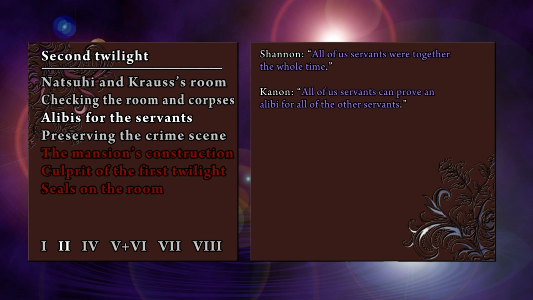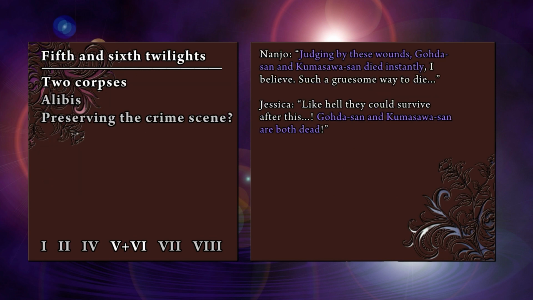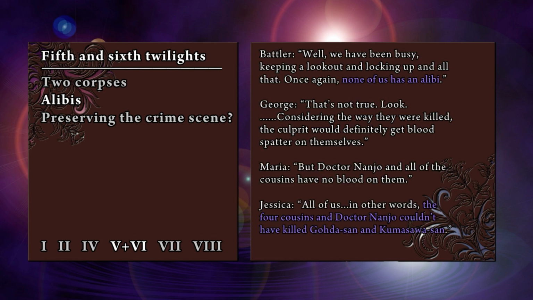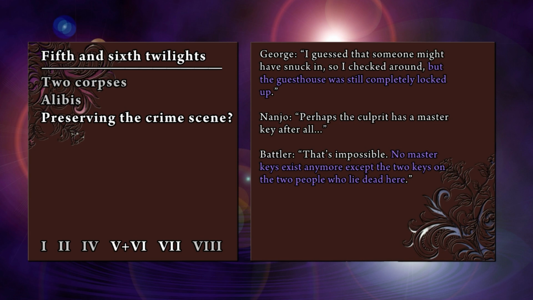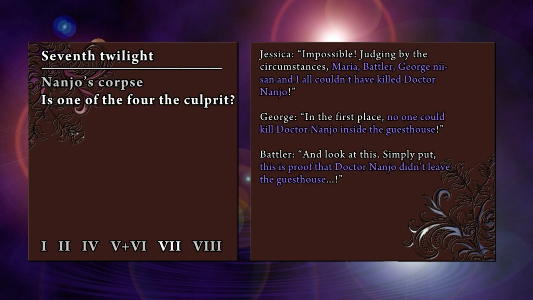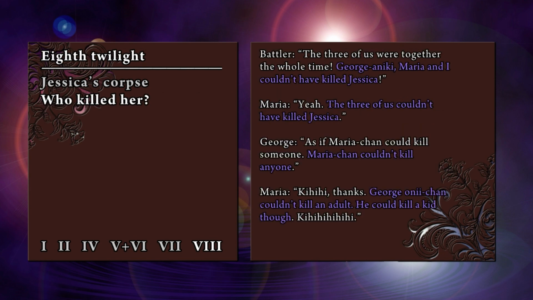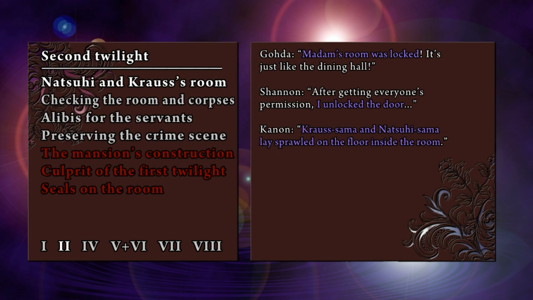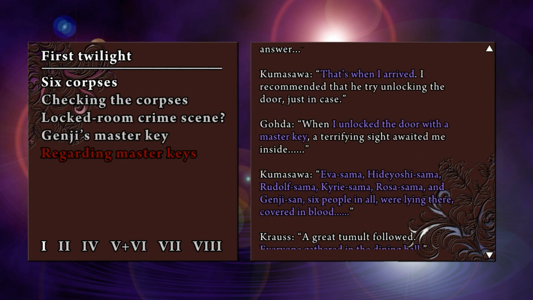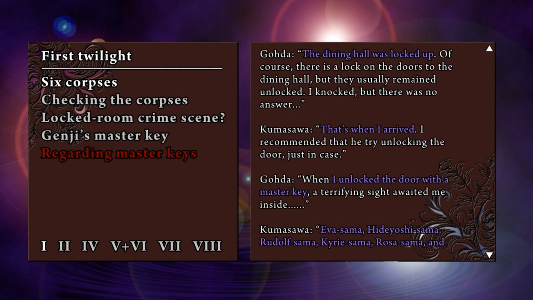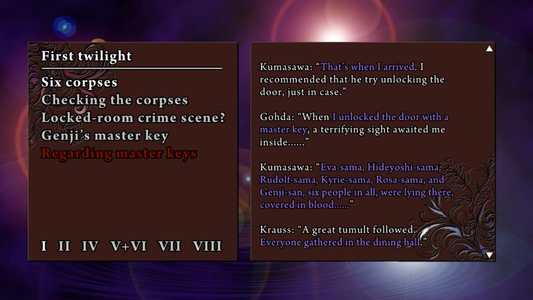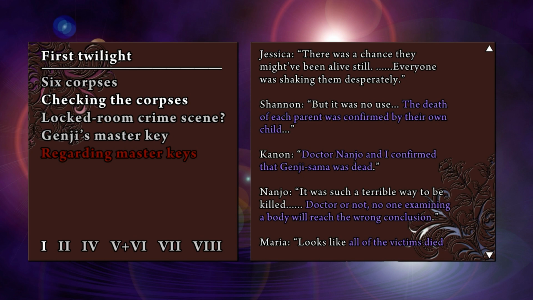Okay. So that means that, actually, hold on, let me do some of this first. Nanjo, Jessica, 5th and 6th, those are Kumasawa and Goda, right? So that means that there isn't much going on from now on. Okay, in which case, let's go back here and check Shannon. The death of each parent was confirmed by their own child.